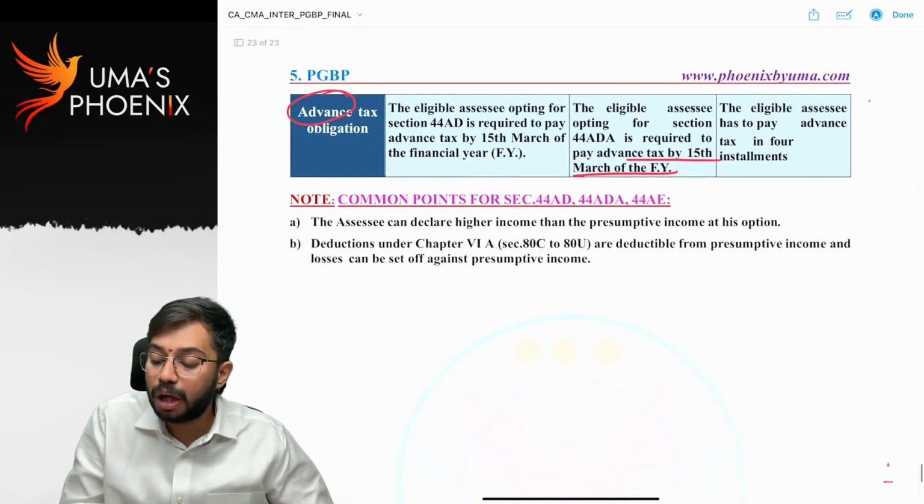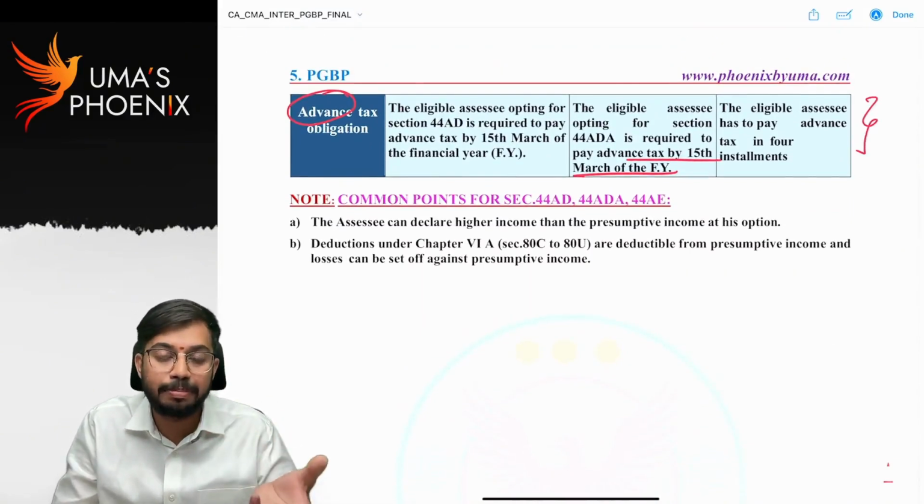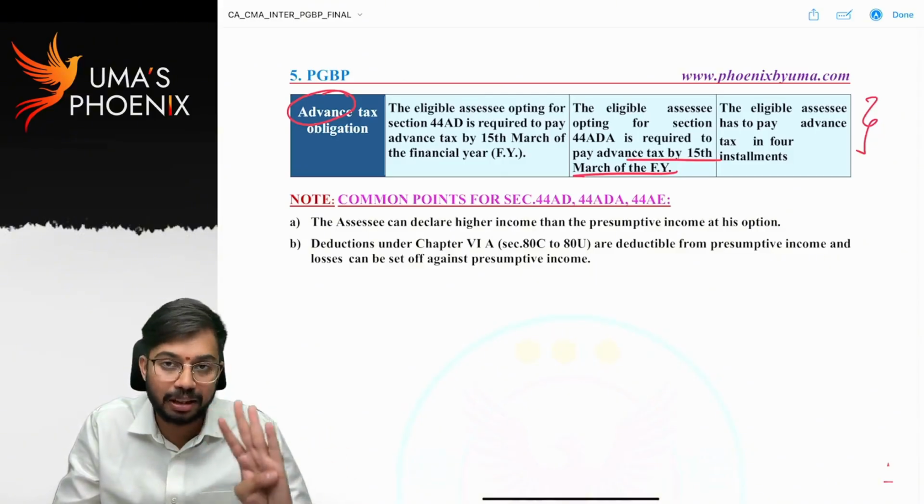Now, those who are choosing 44AE, how is advance tax normally paid? Advance tax is paid in 4 installments. So even if the assessee is choosing 44AE, no special privilege is there. He is also required to pay advance tax in 4 installments.